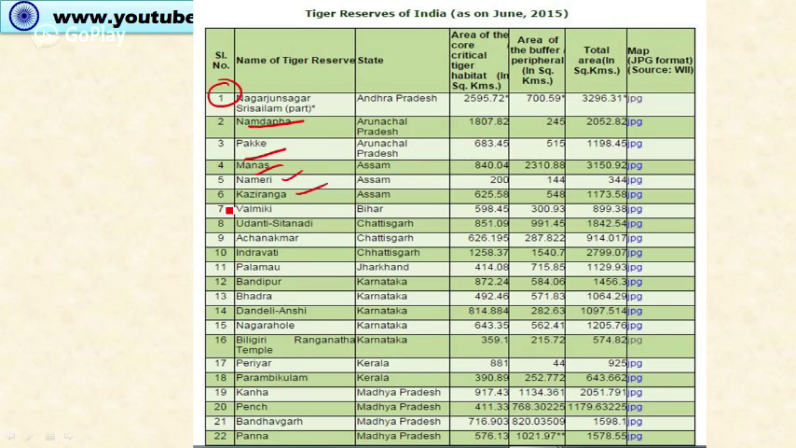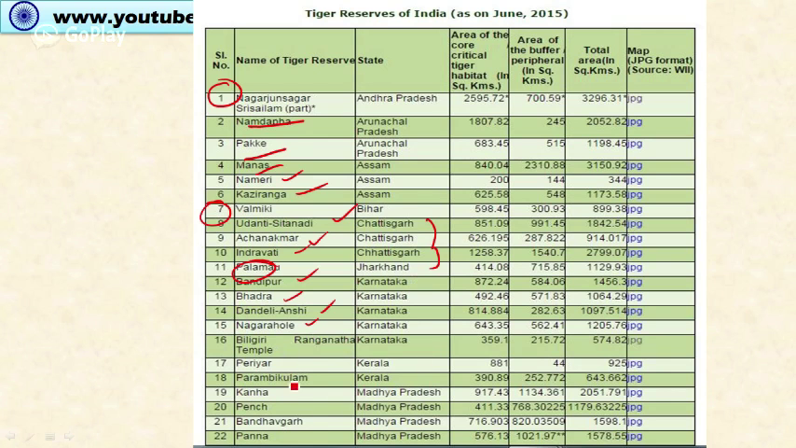In Bihar we have Valmiki tiger reserve, and in Chhattisgarh we have three: Udanti Sitanadi one, Achanakmar second, and Indravati third. These three are in Chhattisgarh. And in Jharkhand we have Palamu tiger reserve. In Karnataka we have five tiger reserves, that is Bandipur, Bhadra, Dandeli Anshi, Nagarhole and Biligiri Ranganatha Swami temple tiger reserve. These five in Karnataka.